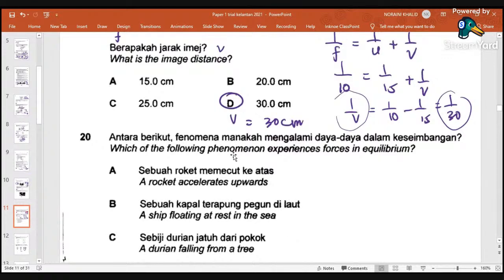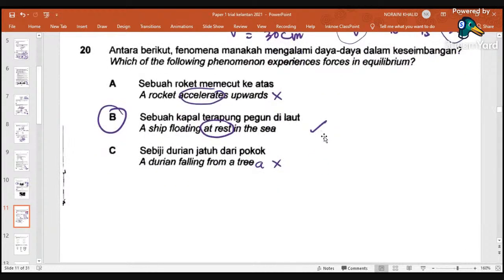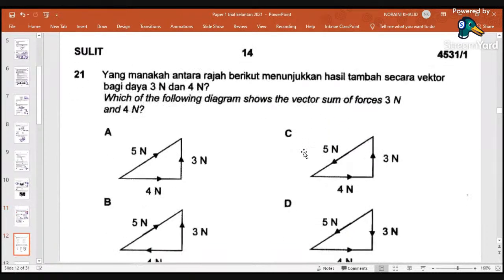Number 20, which of the following phenomena experiences forces in equilibrium? Okay, if you look at this one, accelerate, of course this is not equilibrium because there is a net force, so A is not the answer. A ship floating at rest, yes. A durian falling from a tree, no, this is acceleration. Okay, so the answer is 1. Understand, the forces are balanced for equilibrium.